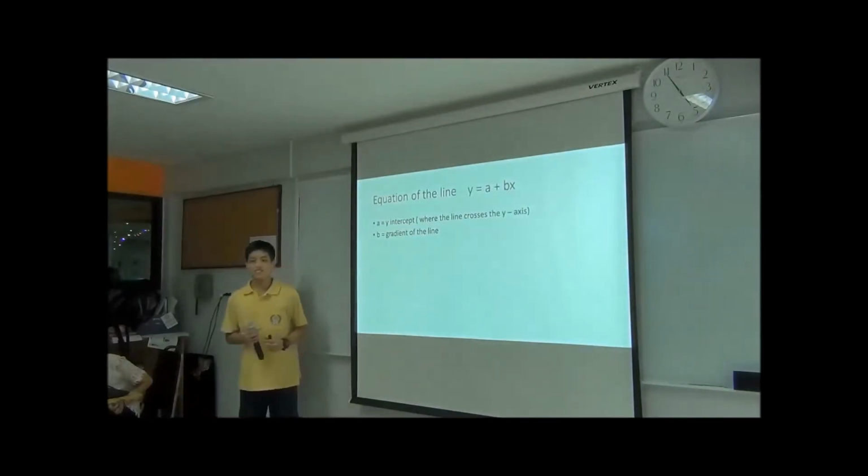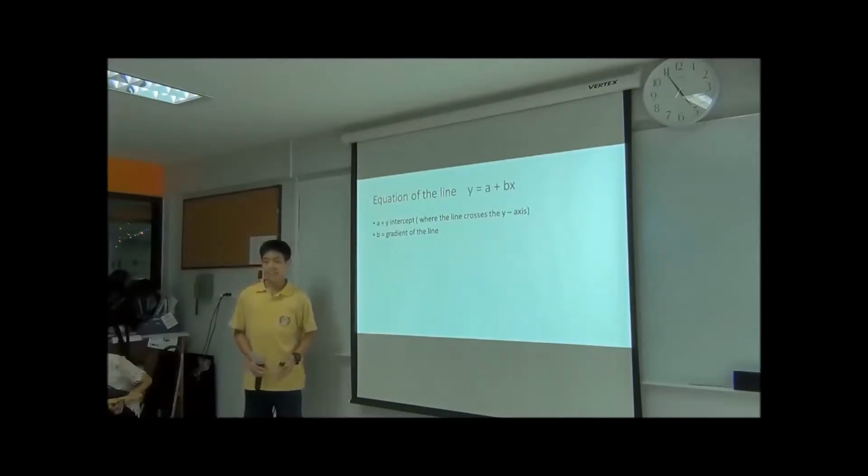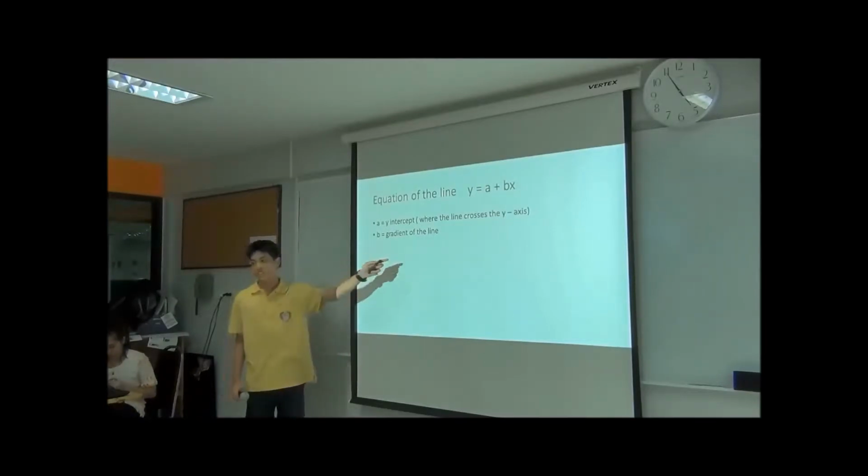Now is the main thing we are doing. We'll calculate the line of best fit exactly by using the equation y equals a plus bx. What is a? A is the y-intercept, which is the value where the line crosses the y-axis, and b is the gradient of the line.